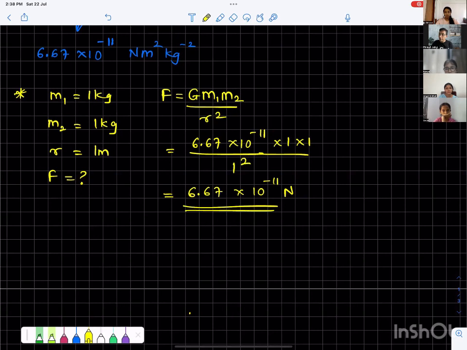Clear, everyone? So this is the force of attraction between these two objects. Just notice how small the force is. Look at the value, 10 raised to minus 11 Newton. Very, very small.